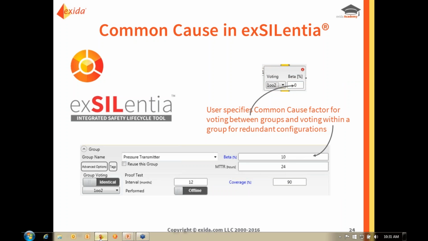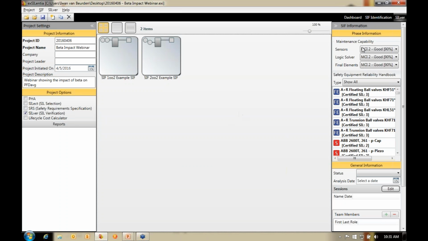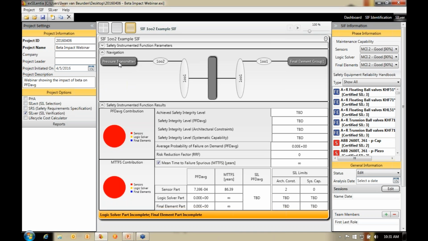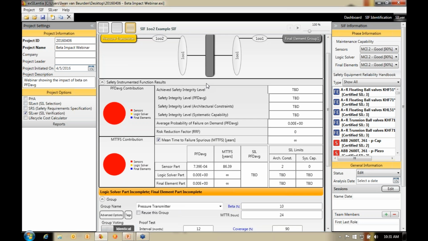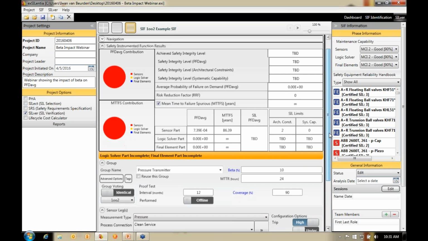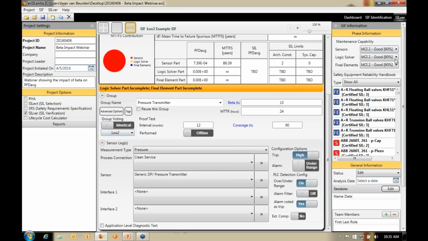And let's just have a look at that. I prepared a simple project where I have two SIFs. One is a 1 out of 2, one is a 2 out of 2. In this case, let's ignore the parameters at the top. Let's ignore the navigation portion. We just want to look at the transmitter area, and we see we have a 1 out of 2 configuration here.